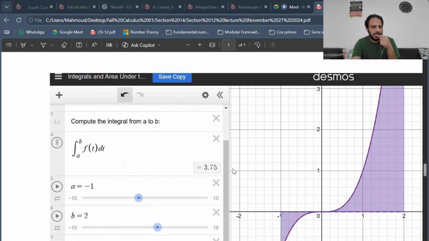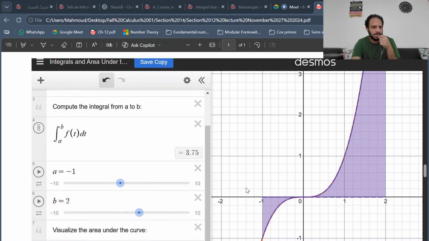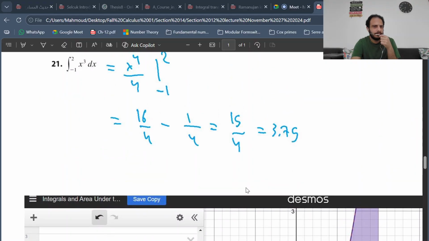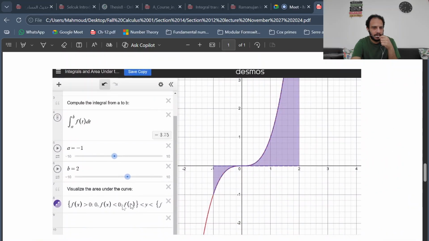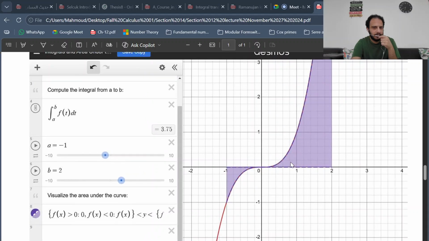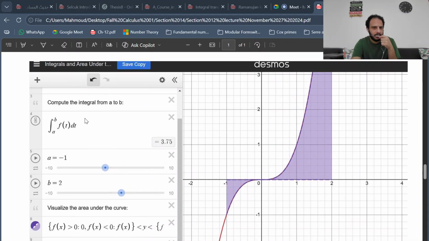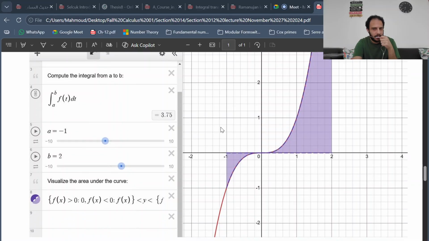Here is, if you want, the graph of the area. See here. Integral a to b of f(t) dt. You write the function up. It's here somewhere, but it's not in my screenshot. Then you put a equals minus 1 to b equals 2. Then you get the exact result 3.75.